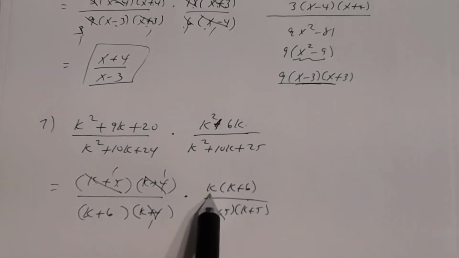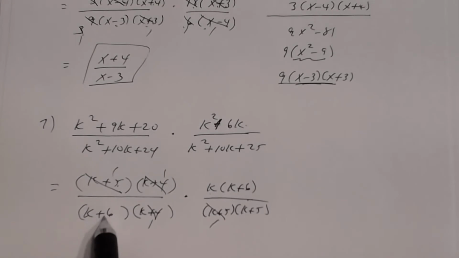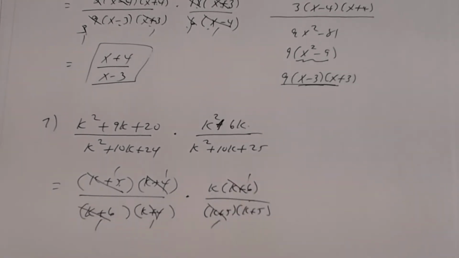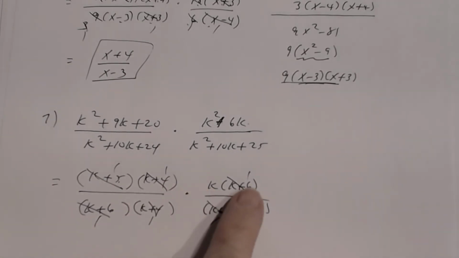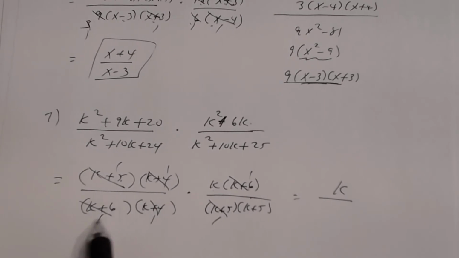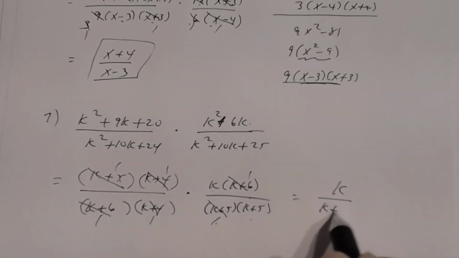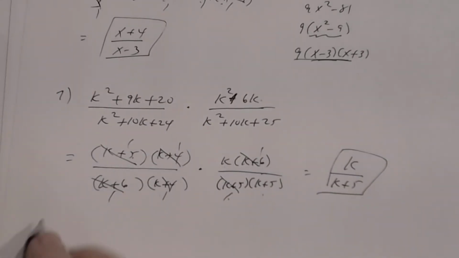The next factor is a k. Is there a k occurring as a factor in the denominator? No. The next factor is a k plus 6. Is there a k plus 6 occurring as a factor? Yep, right here. So those divide out, and then that's it. So you get 1 times k times 1, which is k. The denominator, 1 times 1 times 1 times k plus 5 is k plus 5. And so there's your answer. That's all you do. So it's not that bad.